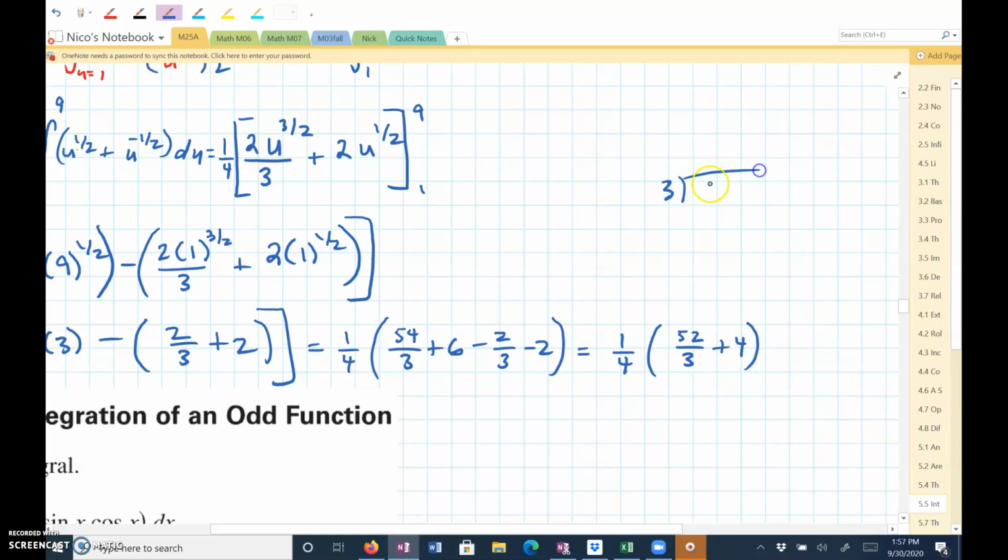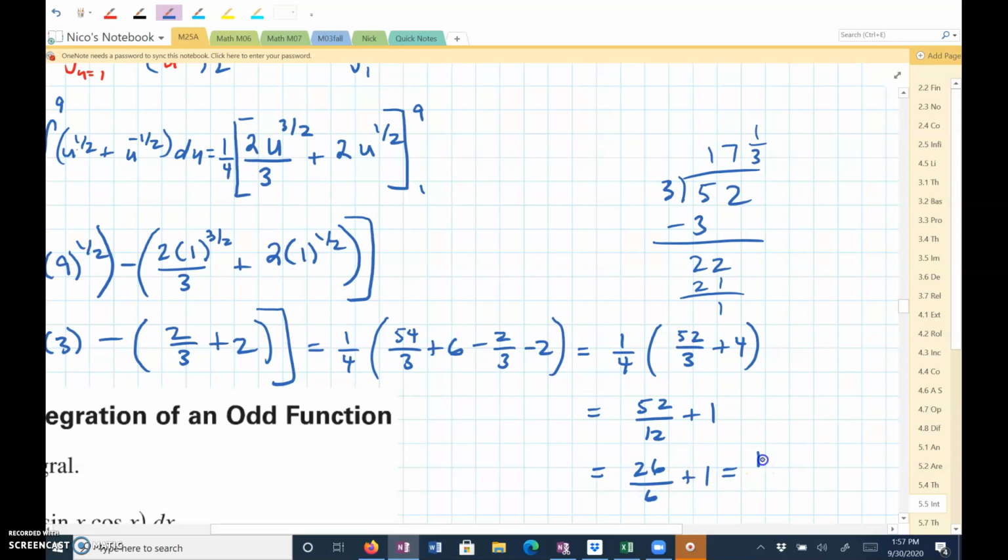3 goes into 52 seventeen times, with 1 left over, 1/3. So this will be, let's do it this way. Let's make this 52 over 12 plus 1. This would be 26 over 6 plus 1. This would be 13 over 3 plus 3 over 3, which would be 16/3.